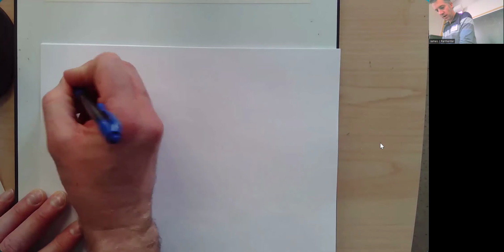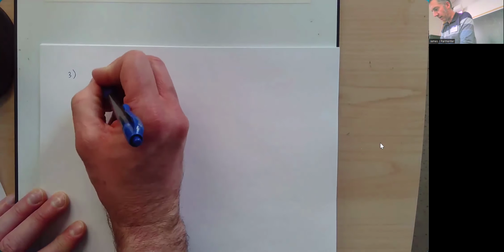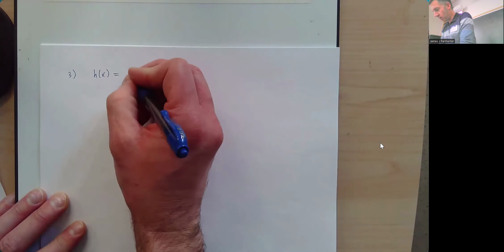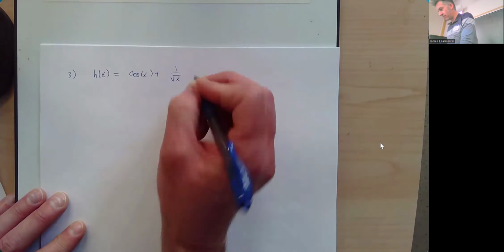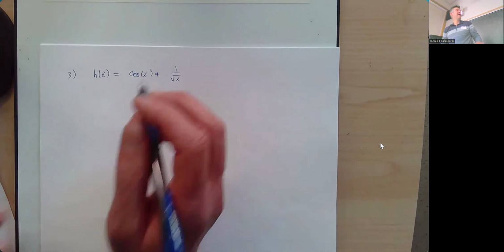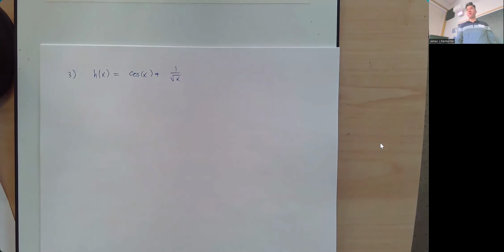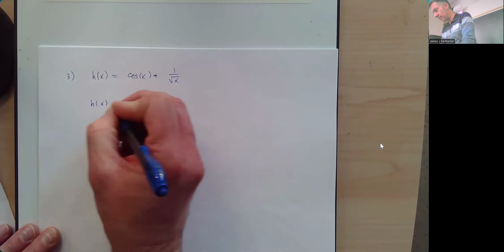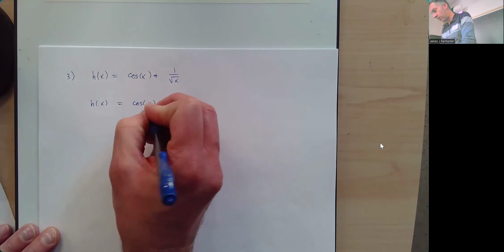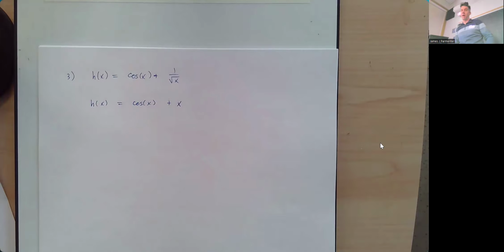Got 3 here. Let's call it lowercase h of x is equal to cosine of x plus 1 over the square root of x. I don't know what the antiderivative of 1 over the square root of x is without rewriting it first. So we should rewrite this. I want you all to rewrite this as cosine of x plus x to the appropriate power. I'll give you 20 seconds.